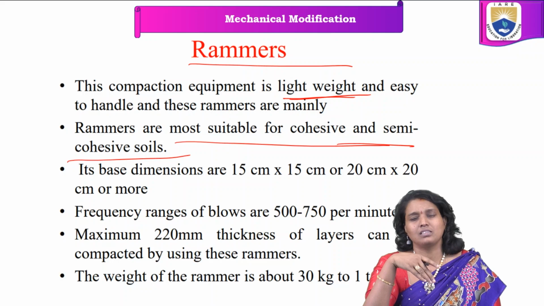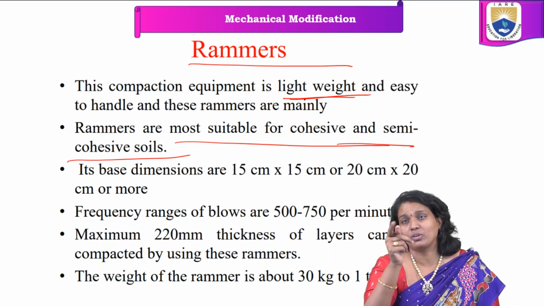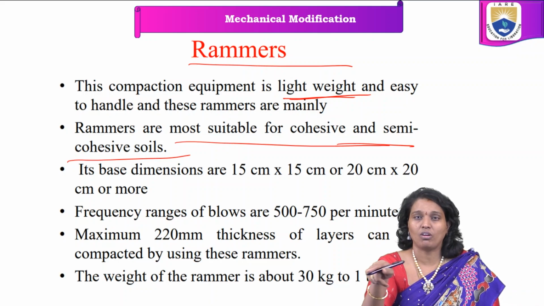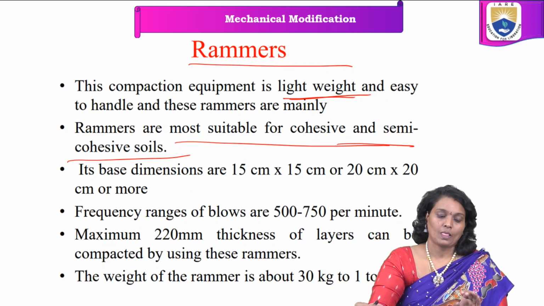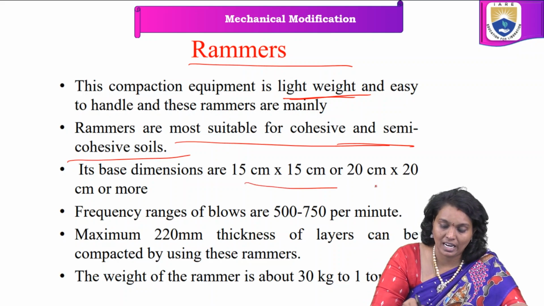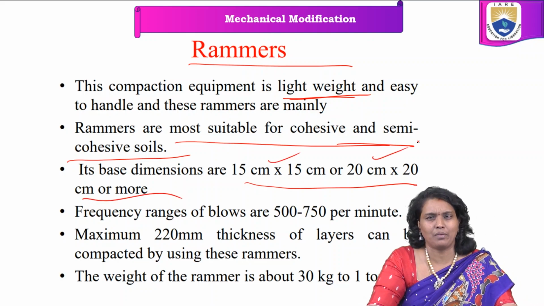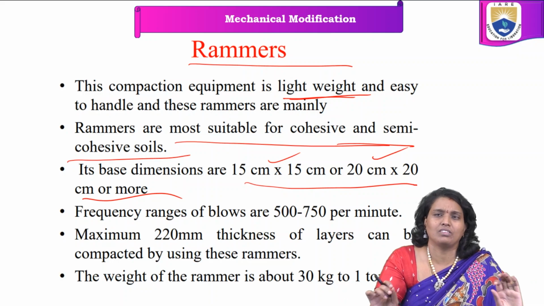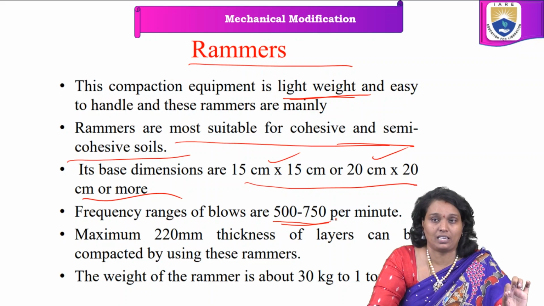Whether the time is acceptable and the equipment availability is acceptable, all other parameters are acceptable, even though if the type of the soil is not acceptable, we have to choose another equipment. So for the factors affecting the compaction, these are the dimensions. These rammers are available in two different types of dimensions. Frequently the range of blows is 500 to 750 per minute.